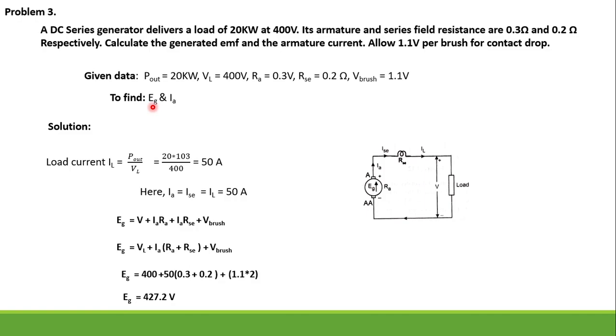The required data are generated EMF and armature current. Already we calculated the armature current, 50 amps. Now we have the value for generated EMF, that is 427.2 volt.